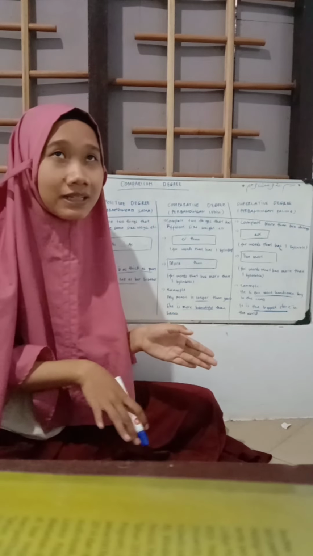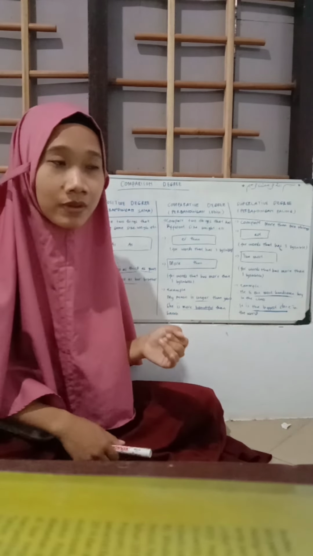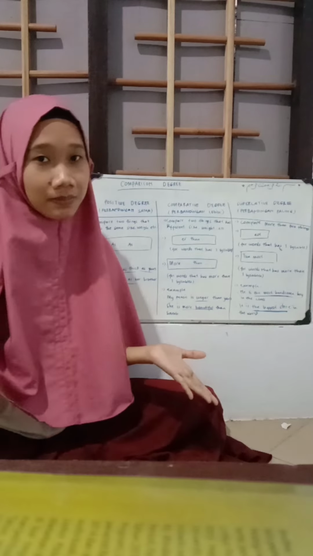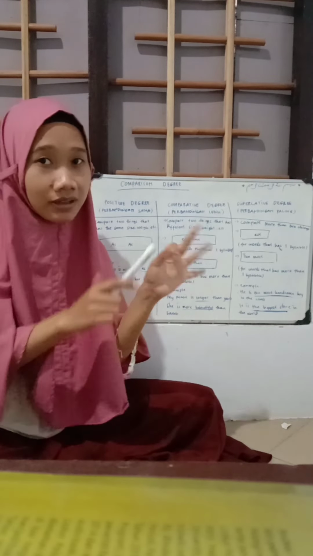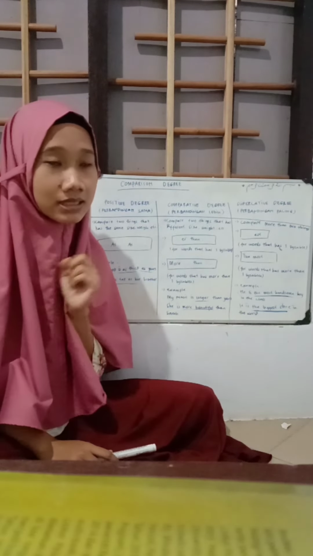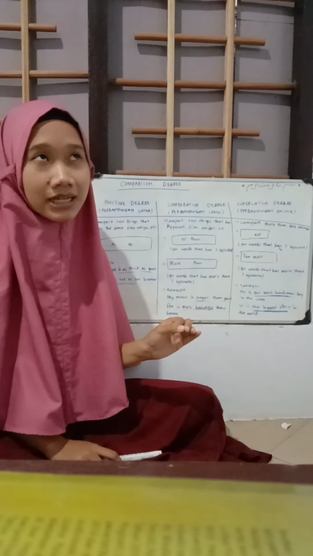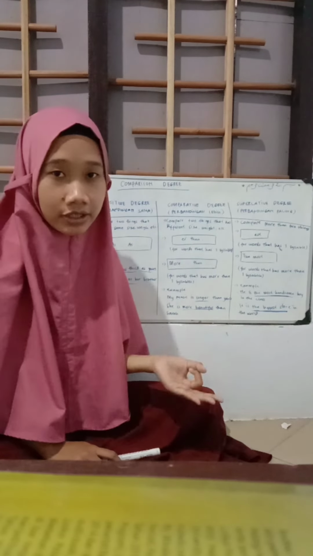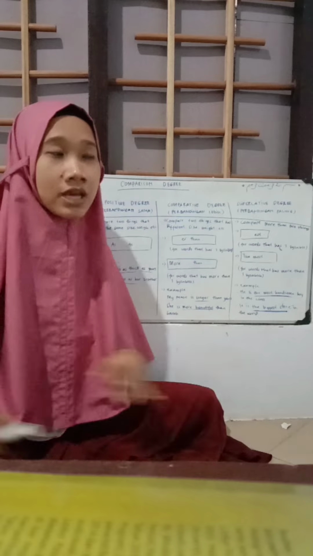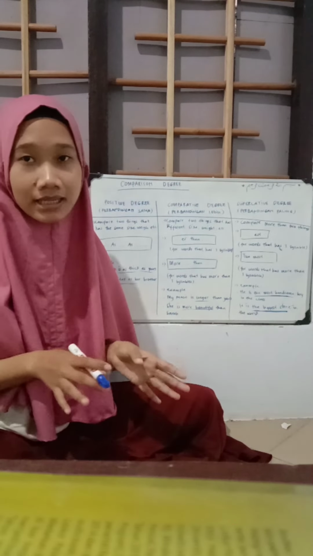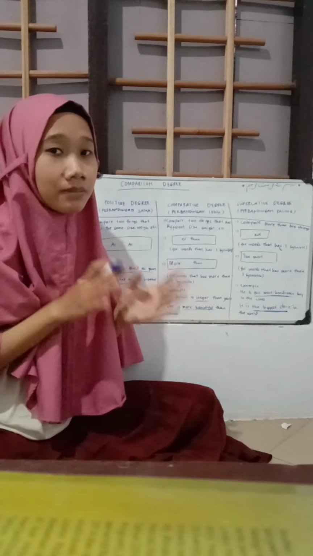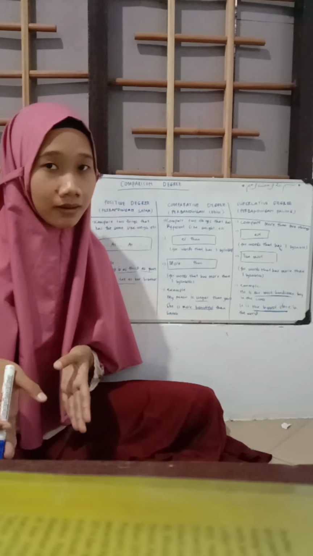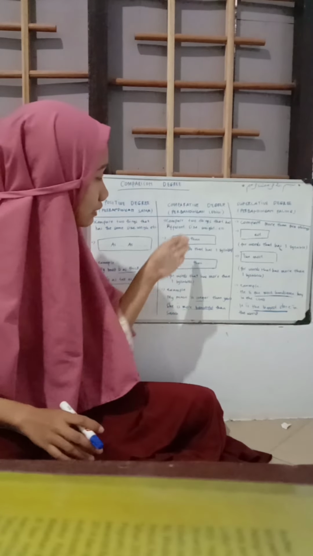For example, beautiful. Beautiful has how many syllables? Beautiful. It has three syllables. So you may not add -er to become "beautifuler". No, that's wrong. So the correct one is you add "more", for example, "more beautiful". Okay, so this is the difference.